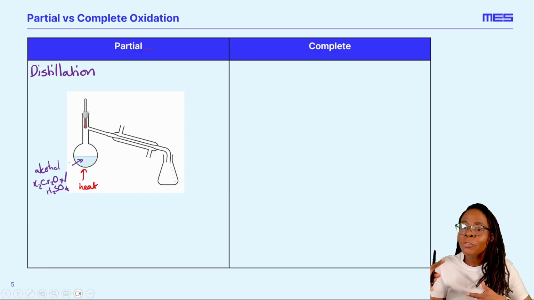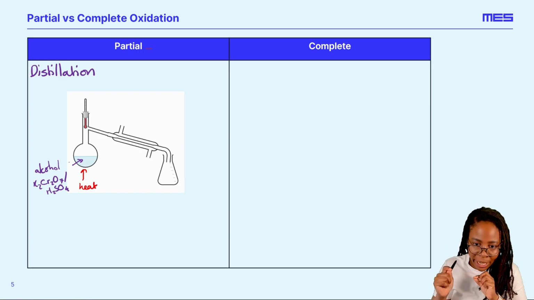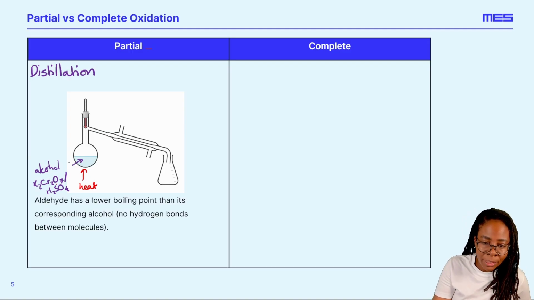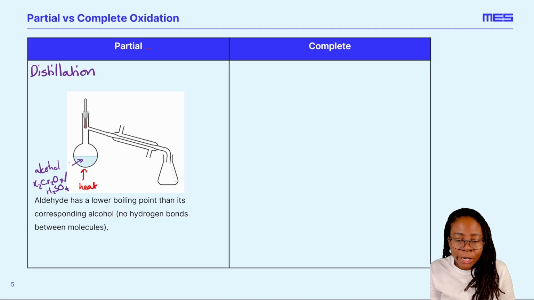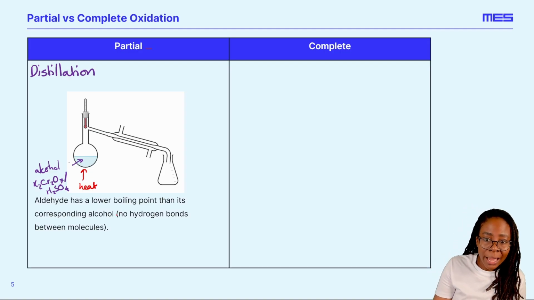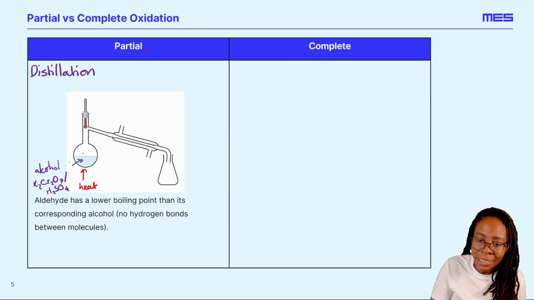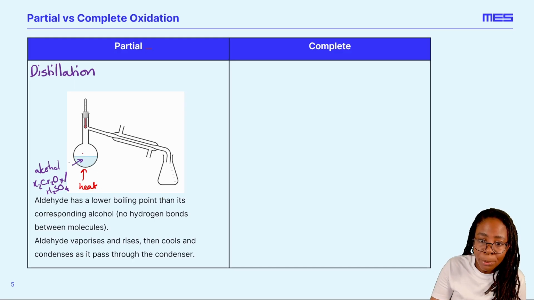Okay. So as the reaction is taking place, heat, heat, heat, reaction, reaction, reaction, as soon as the aldehyde is formed, the aldehyde actually has a lower boiling point than whatever the alcohol was. And the reason the aldehyde has a lower boiling point is because alcohols have hydrogen bonds between molecules, which are stronger than the dipole-dipole and van der Waals forces between aldehyde molecules. So because the aldehyde has the lower boiling point, at a lower temperature than the alcohol, it is going to vaporize and start to rise.